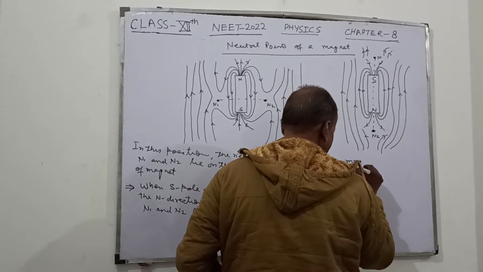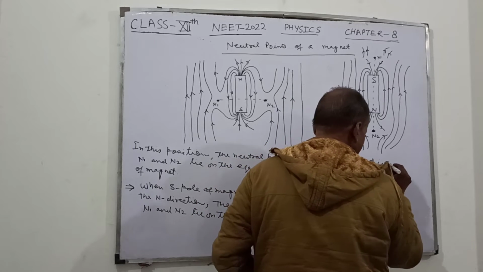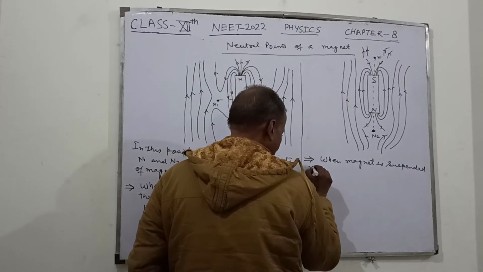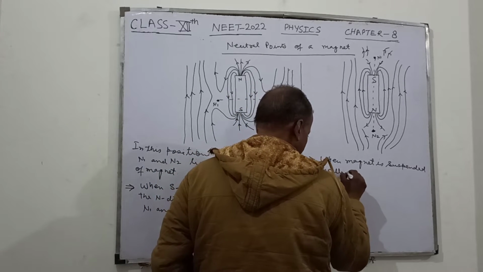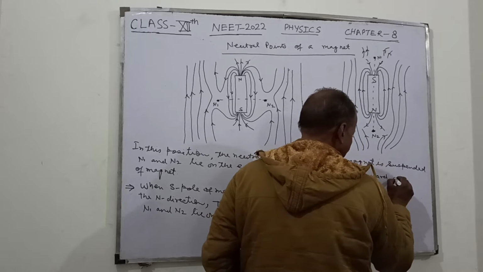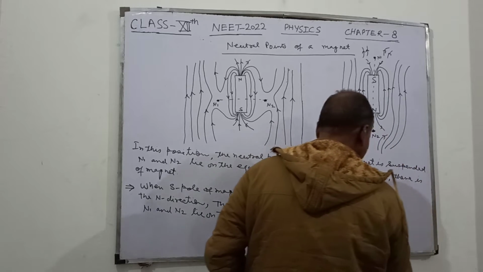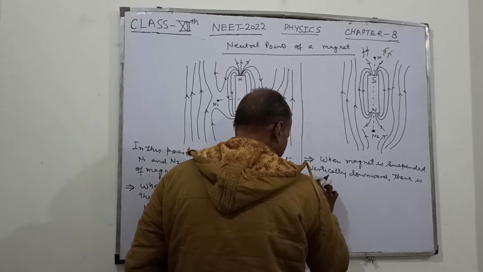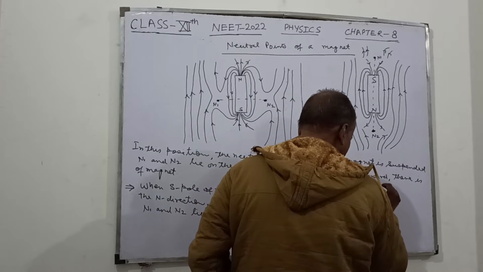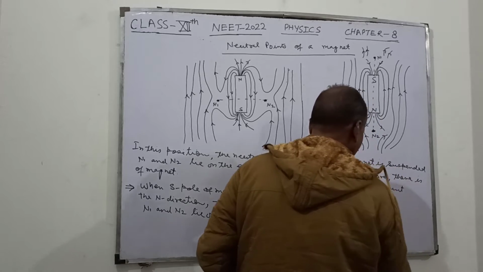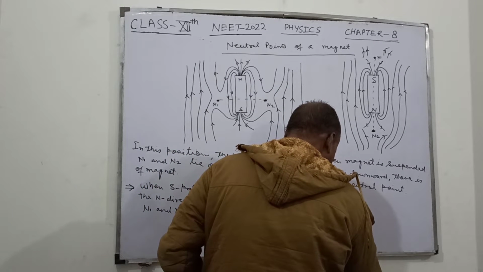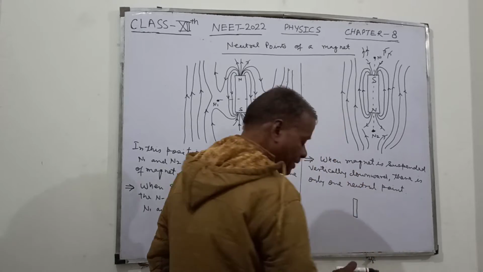When the magnet is suspended vertically downward, there is only one neutral point. Only one neutral point. तो इसमें कैसे होता है? जैसे आपकी ये magnet है, हमने इसको ऐसे suspend कर दिया.